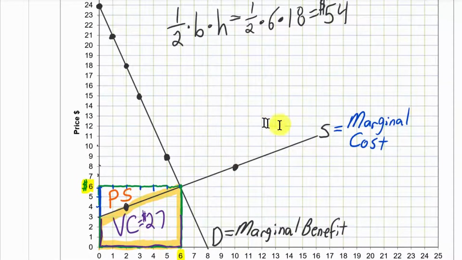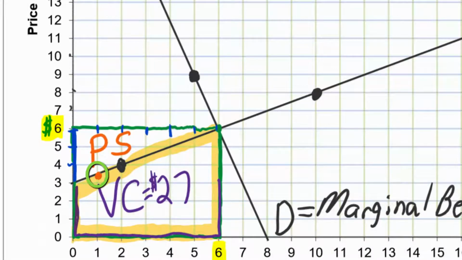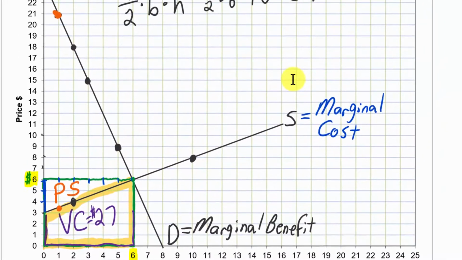So what's happening in this market is we're exchanging 6 units of cookies, 6 boxes of cookies. And let's look at that first box of cookies. This person is willing to pay up to $21 for that box of cookies. The business would be willing to sell it for, it looks like about $3.50 here. What's the gain from trade? Well, the gain from trade is the fact that I value the cookies $21. The business, it only cost them about $3.50 to make it. So this distance here is that total surplus. Some of it goes to the consumer, some of it goes to the producer.